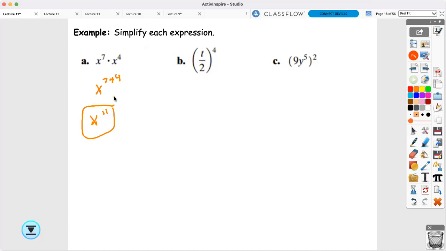Alright, look at B. We have t over 2 to the 4th power. That's a quotient with an exponent, so we give the power to the top, and we give it to the bottom. t to the 4th stays the same, but 2 to the 4th is 2 times 2 times 2 times 2, which is just 16, and we are done.